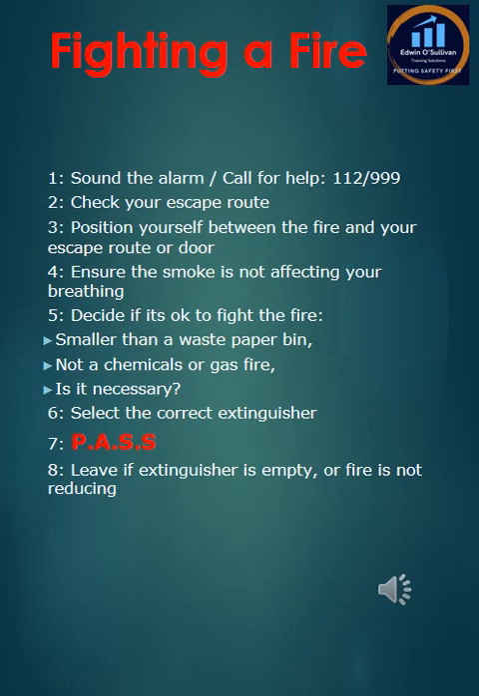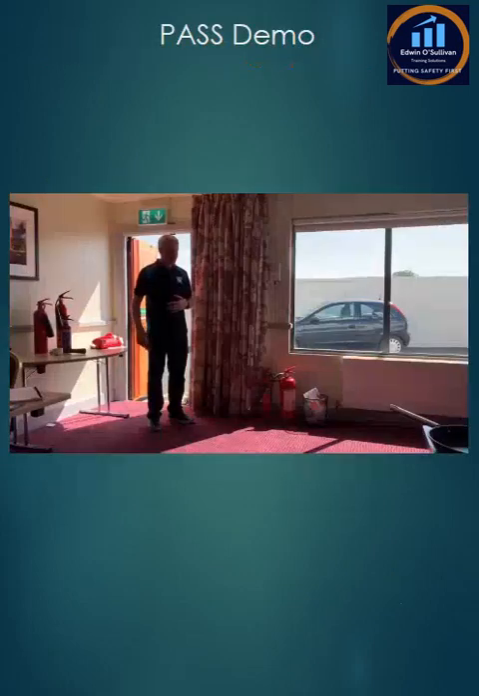It's important to inform the fire marshal of what you have found, the type of fire you believe it to be, and its location for the fire service so he can relay this to the emergency services. In our next clip, we will show you a video demonstration of the PASS technique.